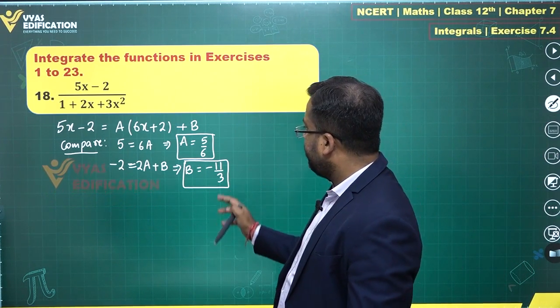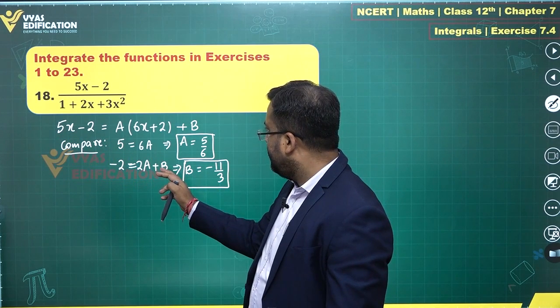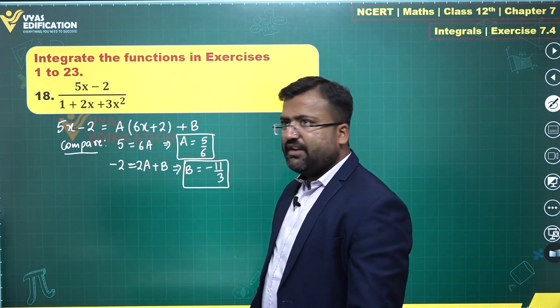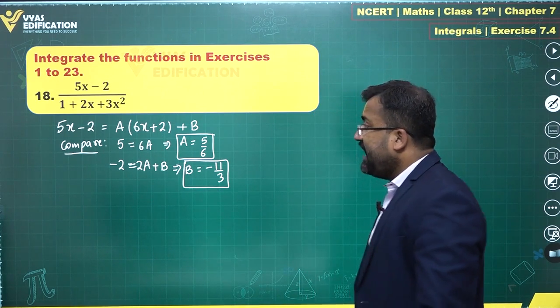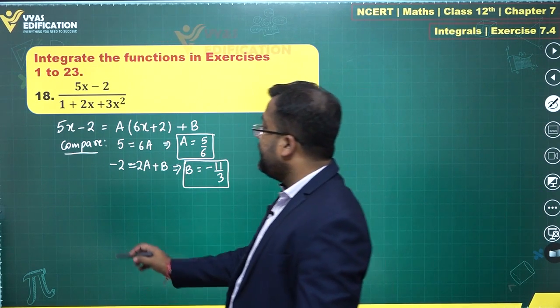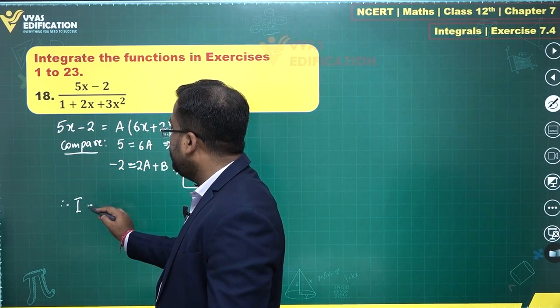Let's check that value again. This is minus 11 by 3. Okay. And 5 by 3. 5 by 3 minus 11 by 3 will be minus 6 by 3, which is minus 2. That's okay, right? So a and b have been found. Therefore, the integral will be equal to what?